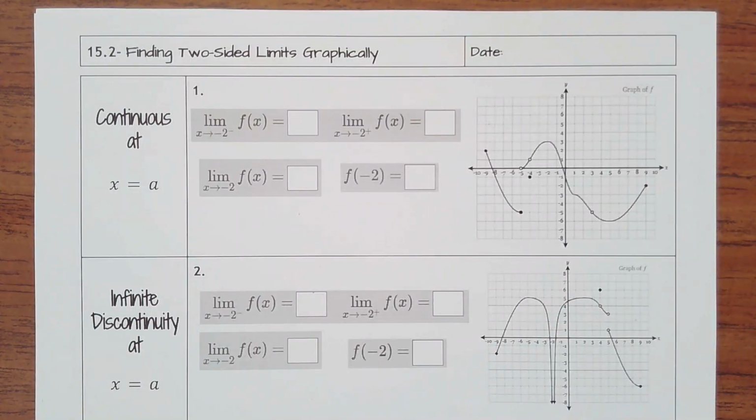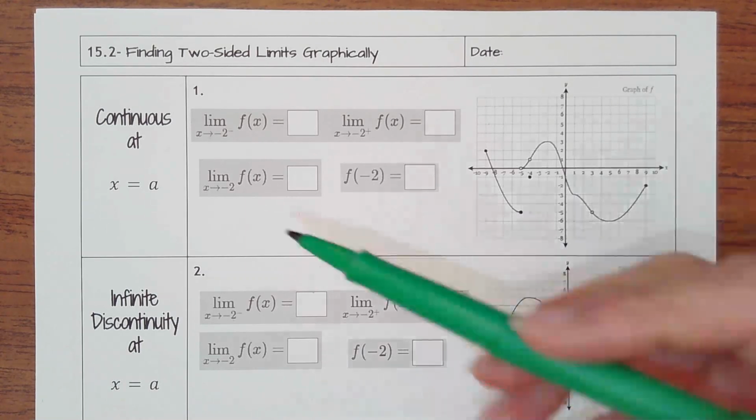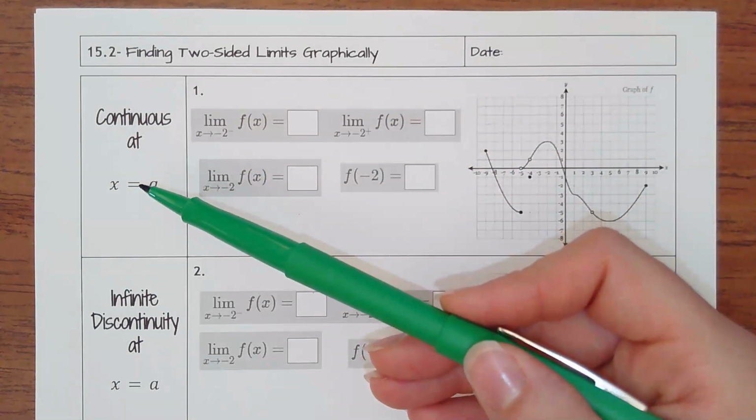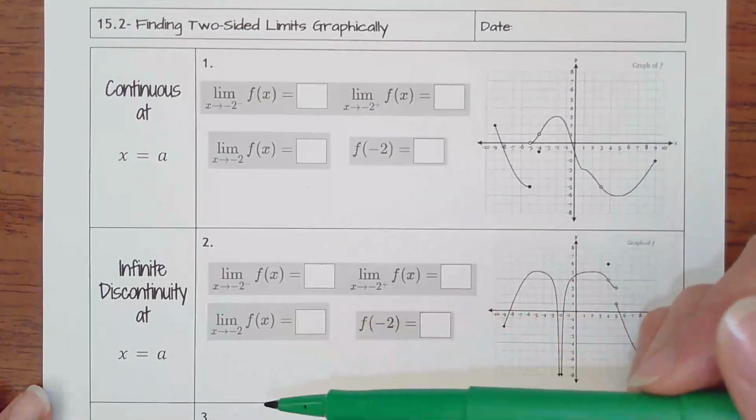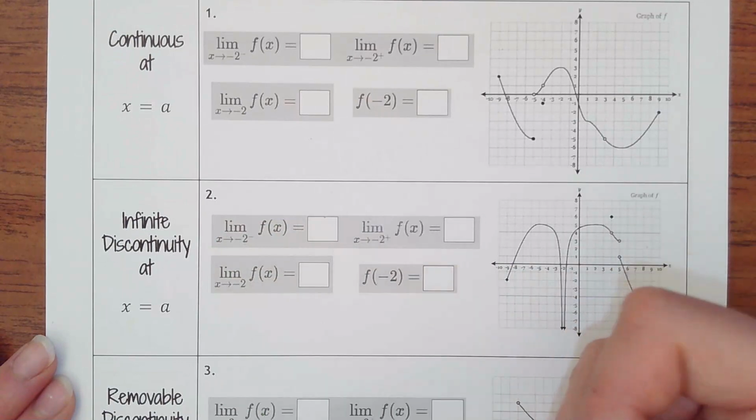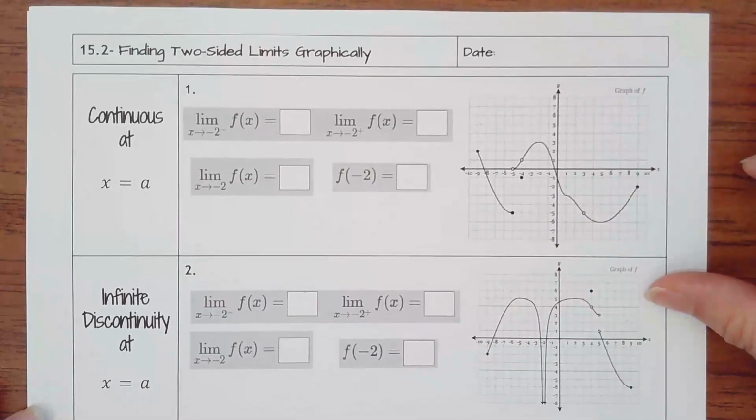Lesson 15.2 is finding two-sided limits graphically. There are four different things that we need to talk about. If a function is continuous, that means there are no breaks at the x value we're looking at. There are going to be some different discontinuities we'll look at. We'll just start with number 1.